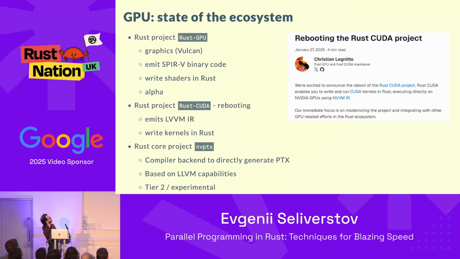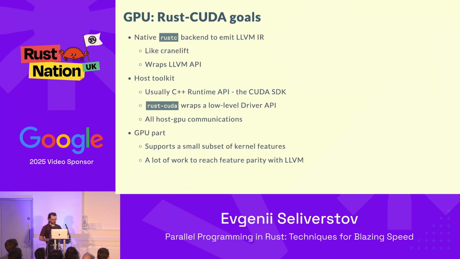I was lucky enough to spot that in January it was rebooted, and it's really exciting because it allows us to write kernels in Rust instead of C++, and it allows us to have the interconnection between host and GPU written in Rust as well. So yeah, I'm really excited about this. So what's inside? First of all, it's a native Rust backend to emit LLVM. It actually wraps the LLVM compiler, and we need to have it as part of rustc, because currently it's out of tree. And then there's a host toolkit.